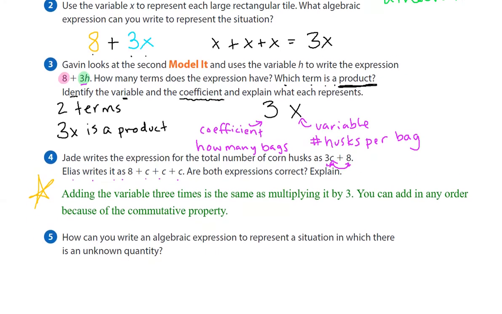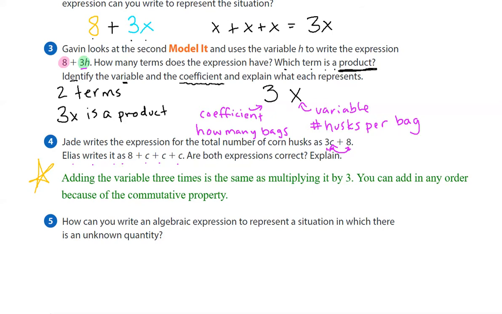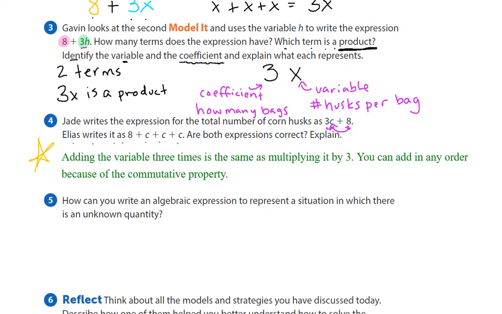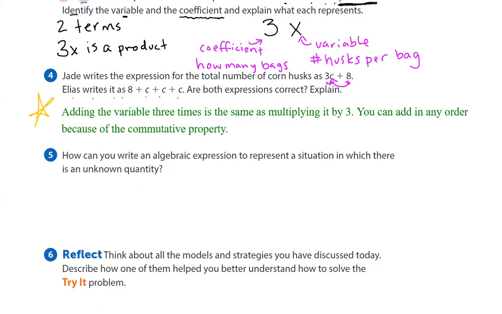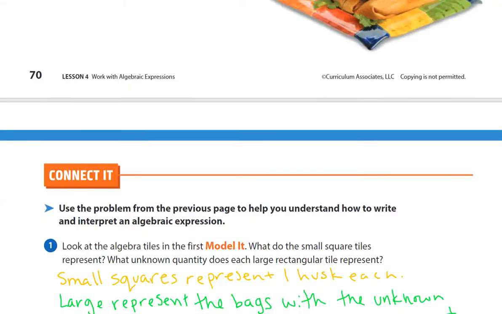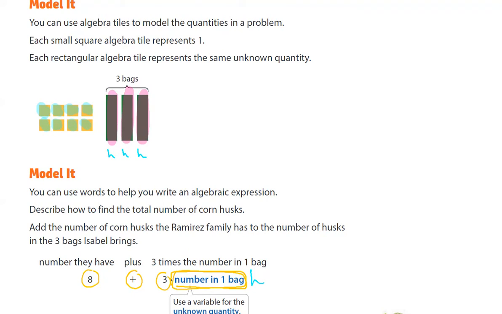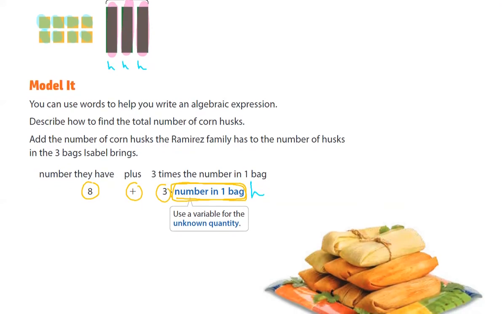Hooray! Okay, number 5. How can you write an algebraic expression to represent a situation in which there is an unknown quantity? So this is a more general question. That's one of those things that it's more of a discussion. How do we put it down on the paper? Let's think about it. Well, what did they do up in their model-its? The first one, they drew it with algebra tiles. They illustrated it. They used a model. So you can use a model, or you can describe it.